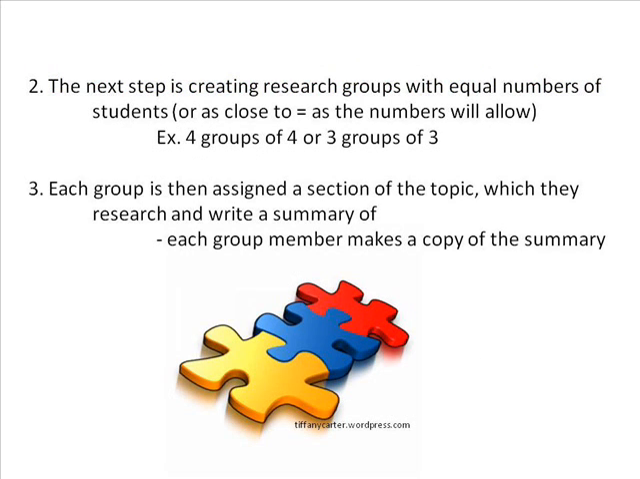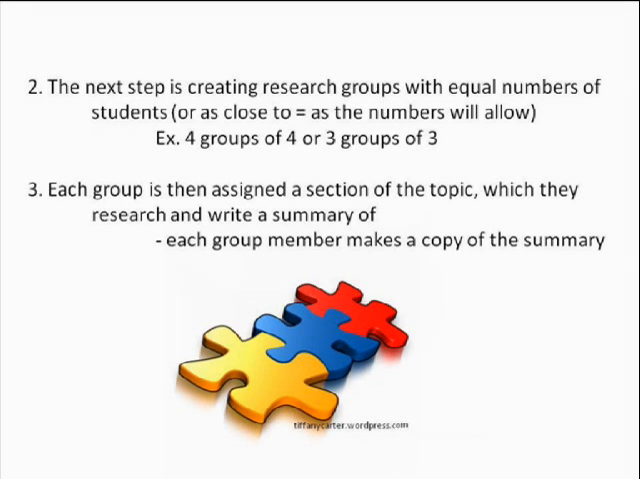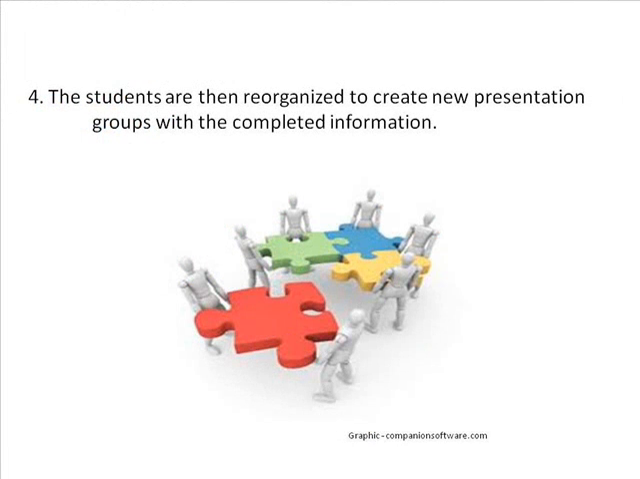Step 2, the next step is creating research groups with equal numbers of students. So if you have an odd number of students, I wouldn't worry. It just means that in your final presentation groups you may have more than one expert on one piece of the puzzle. Each group is then assigned a section of the topic, which they research and write a summary of. So each group member makes a copy of the summary, which they will take to their presentation groups with them.